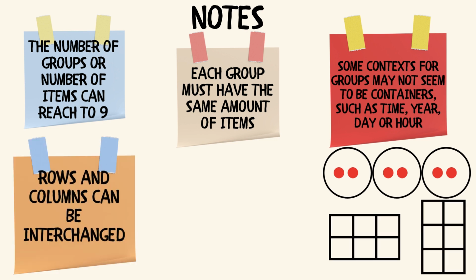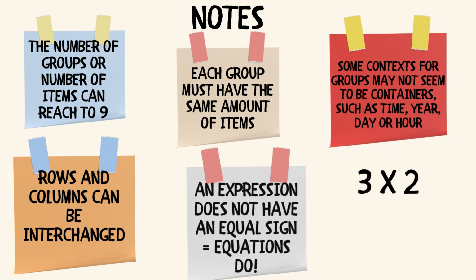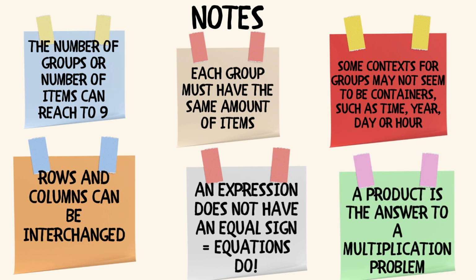When drawing an array, you should know that the rows or the columns can represent the groups or the items in the group. So the array can be drawn the opposite way to represent the same expression. Keep in mind that an expression does not have an equal sign, but equations do. The equal sign means the same as, so it can come before or after the expression. And finally, a product is what we call the answer to a multiplication problem.